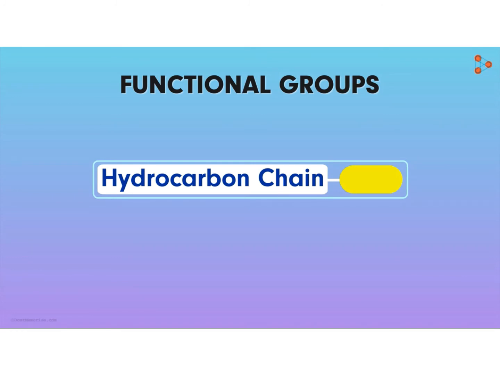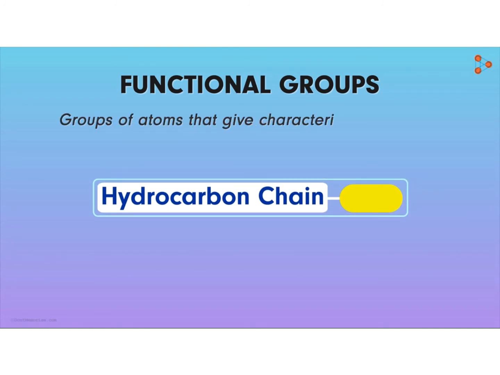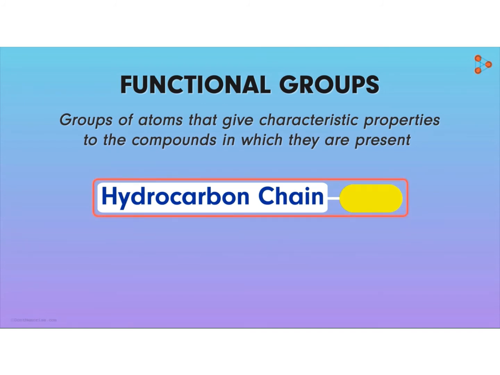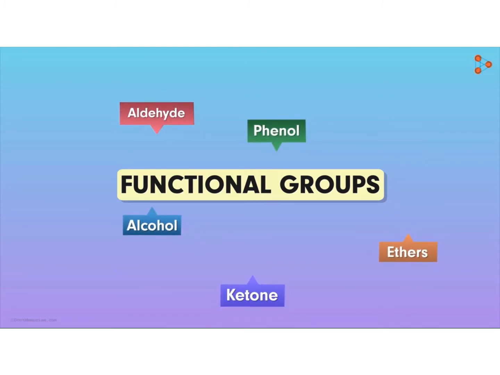Beginning with the definition first. How do we define them? In simple words, these are the groups of atoms that give characteristic properties to the compounds in which they are present. Yes, their presence is quite influential. If they're a part of a compound, the entire compound takes on their properties. Have we come across any of the functional groups ever? Yes, we've heard many names like alcohols, phenols, ethers, and so on.